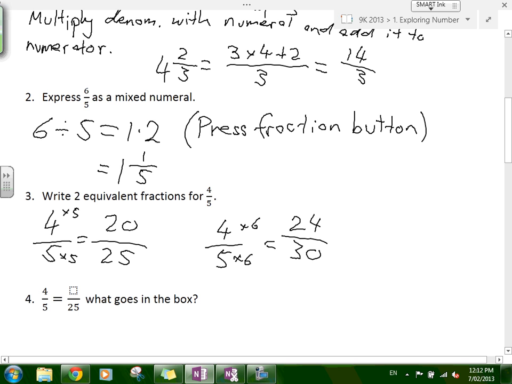So what this is saying is 20 over 25 is the same value as 4 over 5, which is the same value as 24 over 30. It's just asking you, what are some equivalent fractions?